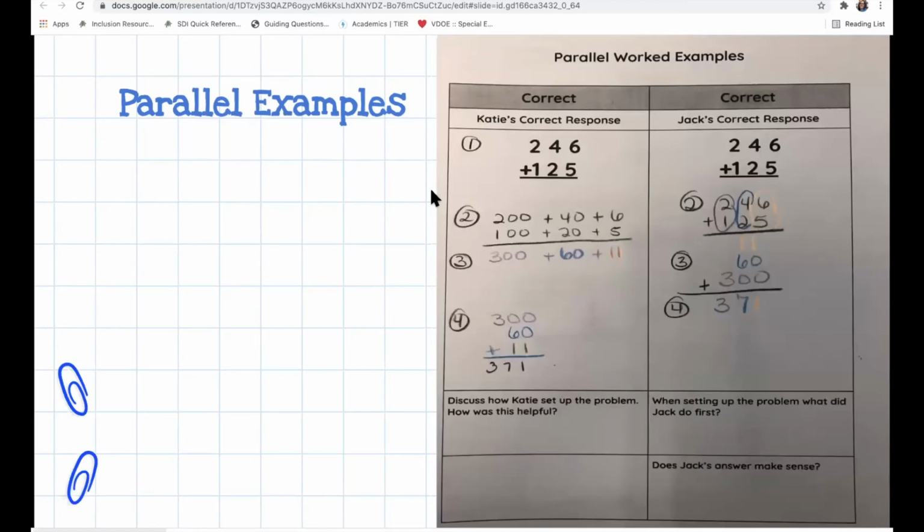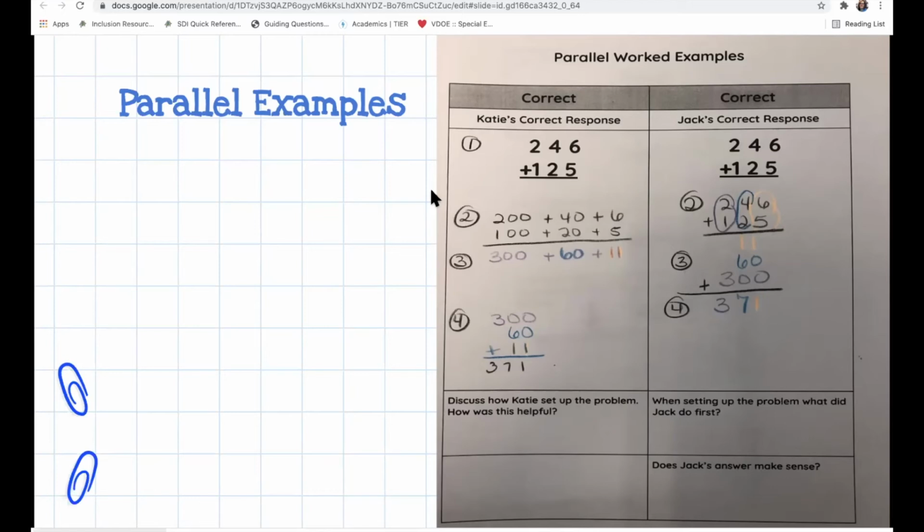This is a correct and a correct. So in this case, is it any different that the student decomposed the numbers to 240 and 6, 120 and 5, and then added them up? Is there a problem with the way that Jack did it? When setting up the problem, what did Jack do first? Does his answer make sense?